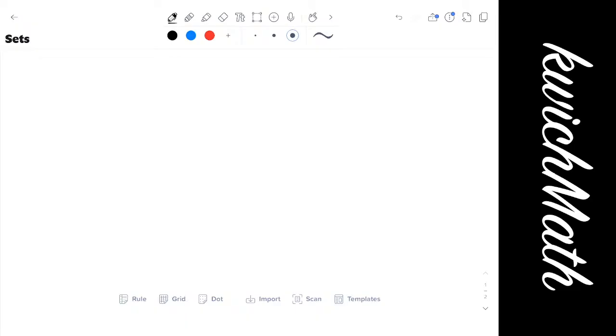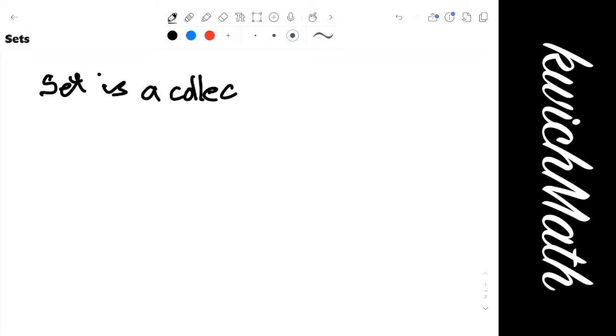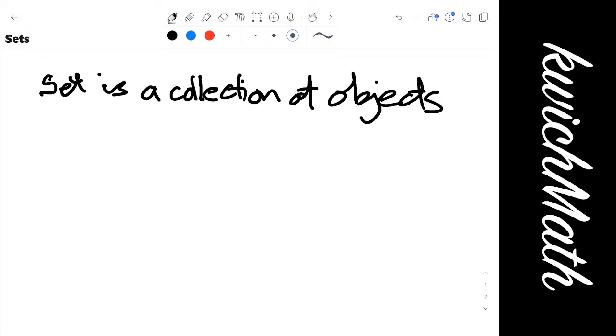Alright, so we want to talk about sets. So what is a set? A set is a collection of objects, wherever that may mean. So for instance, we can have a set A.